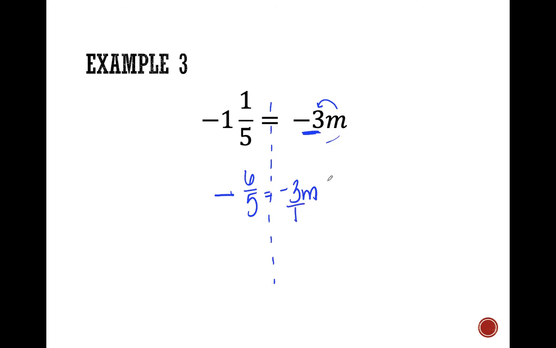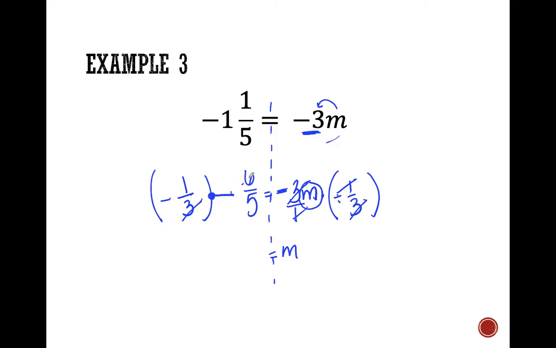So I'm going to put a 1 under my 3, and I'm going to multiply both sides by whatever will get me to cancel out this negative 3 over 1. So what that would be is negative 1 over 3. So two negatives will make a positive, the 3's and the 1's cancel, and the m is left as a positive m. Over here we cross simplify. Negative times negative will be positive, 1 times 2, and 1 times 5.